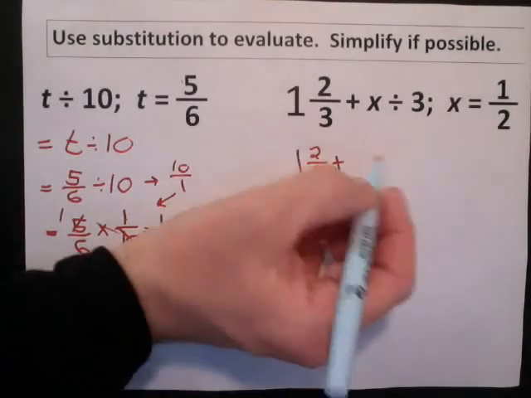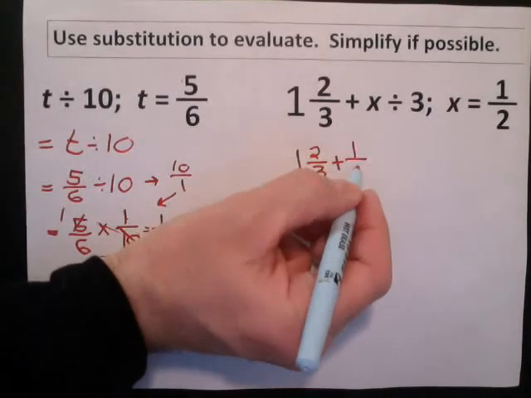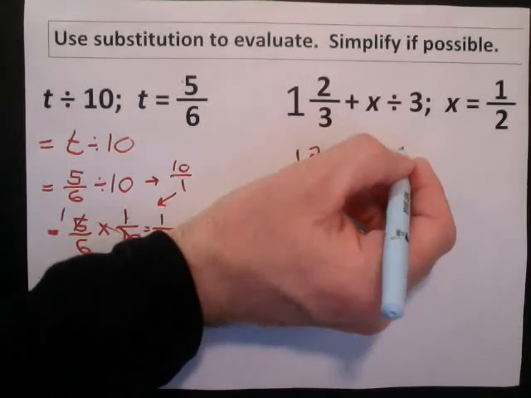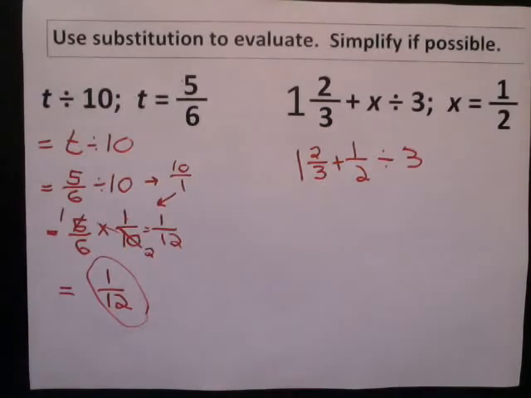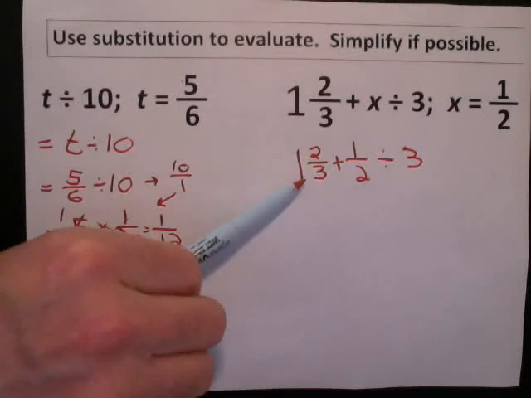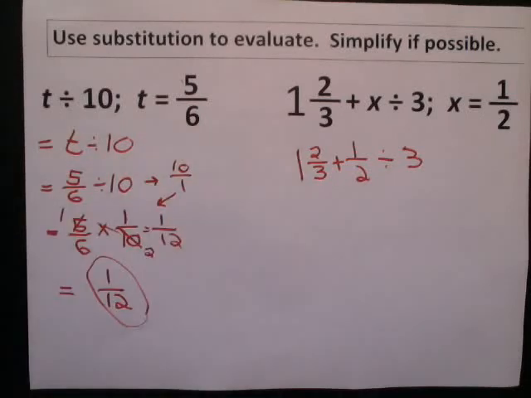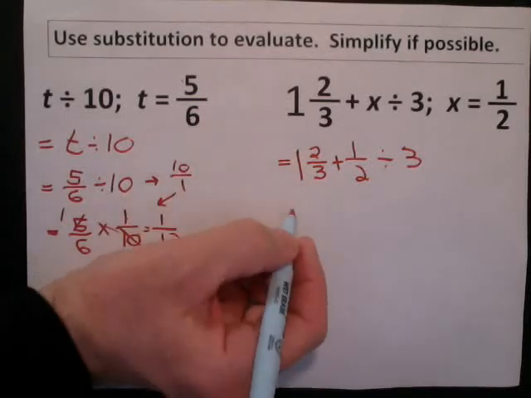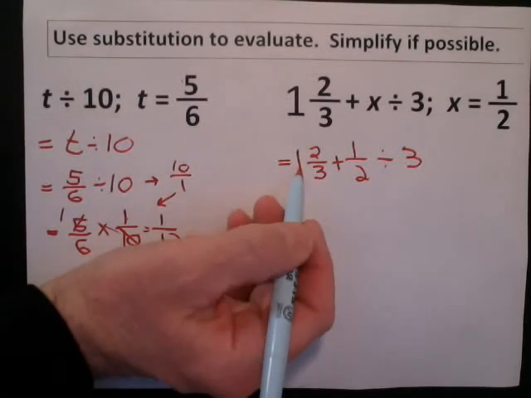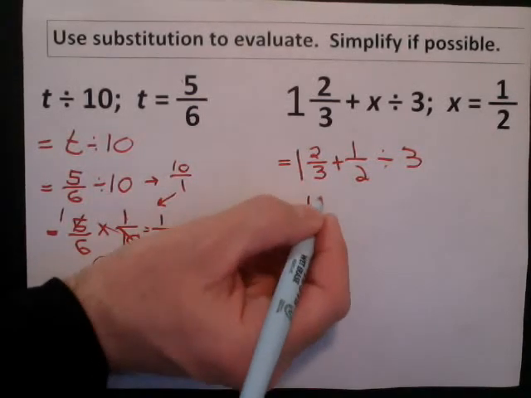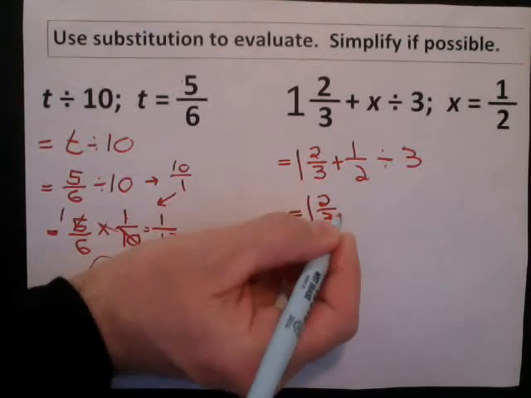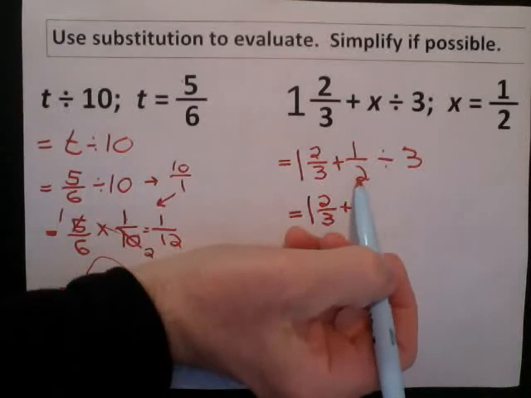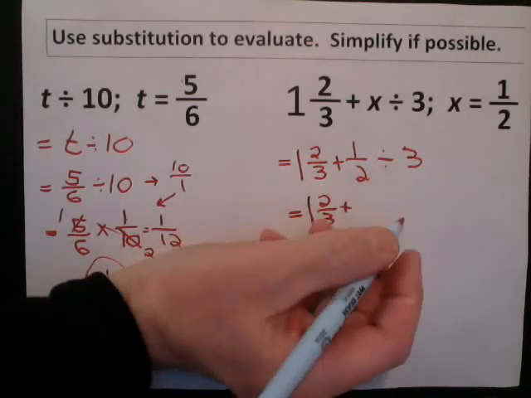X has a value of 1/2, so we're going to substitute x for 1/2 divided by 3. Now the order of operations has to be followed when you solve this problem. Our first layer will include the 1 2/3 as it is right now and the addition. We're not going to do this yet. What we need to solve is 1/2 divided by 3.